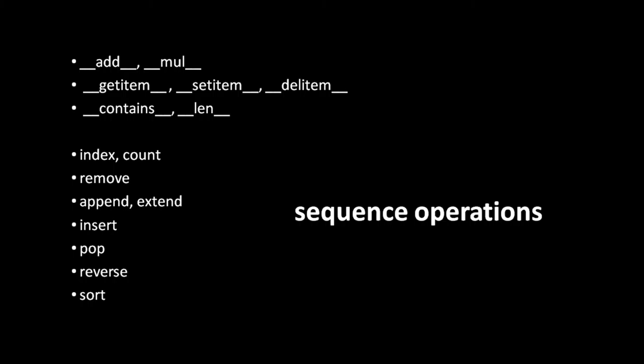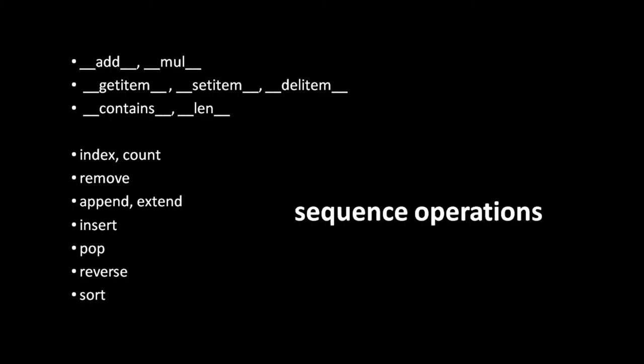The insert method takes an index and a value, and it inserts that value at the specified index. The pop method will return and remove the last item in the sequence, so it's just a more convenient and efficient alternative to first getting the last item with getItem and then using the remove method.